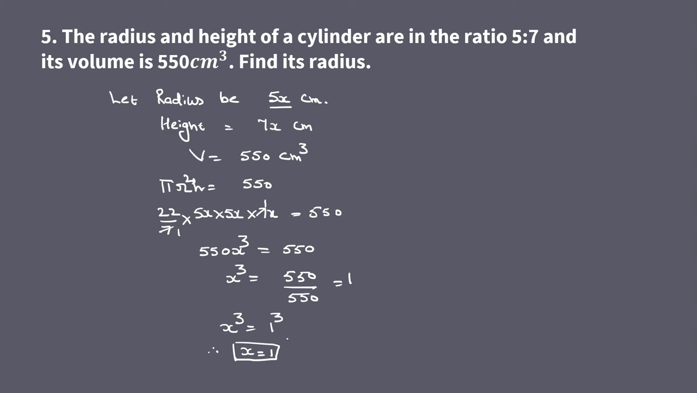Now we have to find the radius. So radius is equal to 5x, as x is 1, so it will be 5 into 1, means 5 centimeter. I hope it is clear to you.